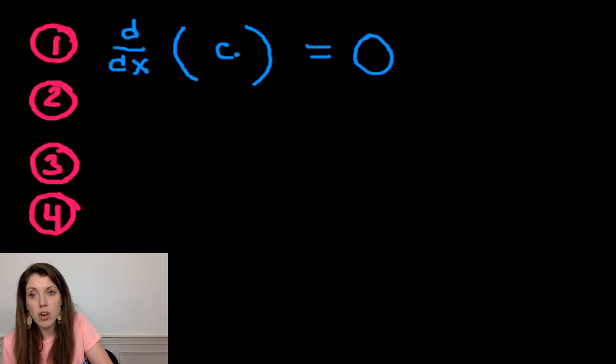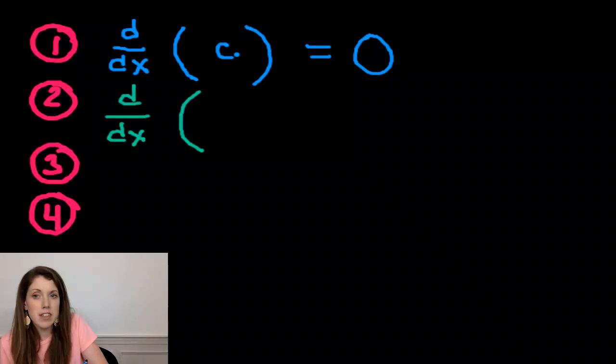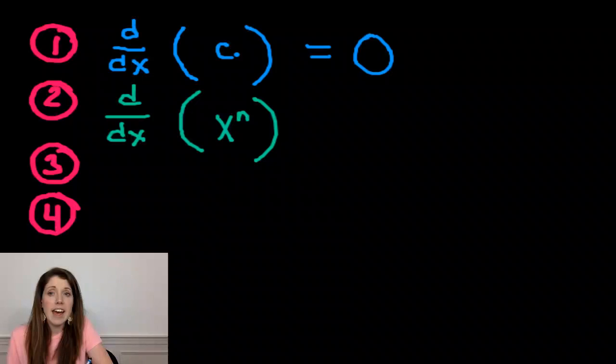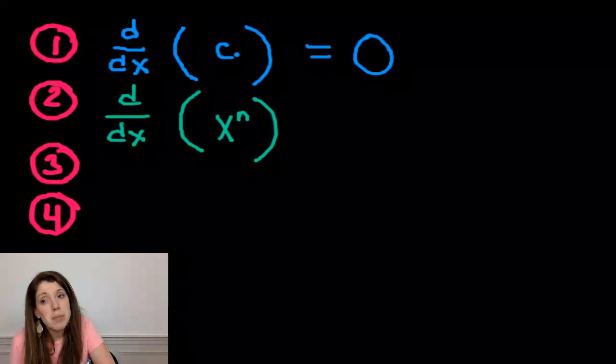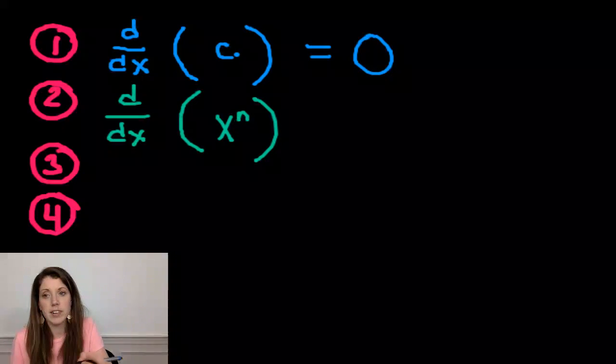Okay, next rule. I like this one a lot. This is called the power rule. So if I'm taking the derivative with respect to x of any function that fits this pattern, x to the power of n, so that could be x squared, x cubed, x to the 5th. It could even be x to the -5th or x to the 1/4. This works for any type of power function, whether it's rational, positive, negative, whatever.